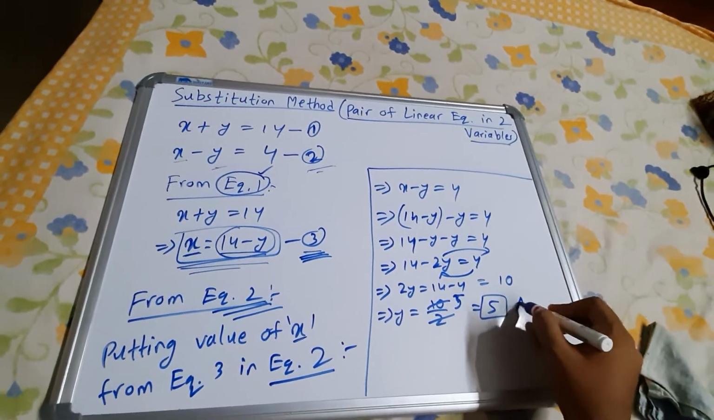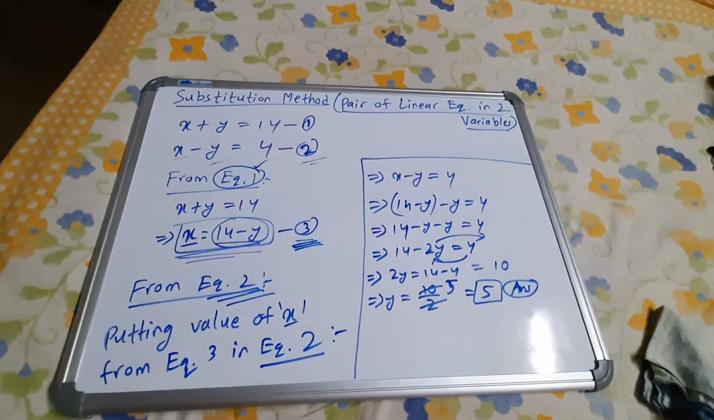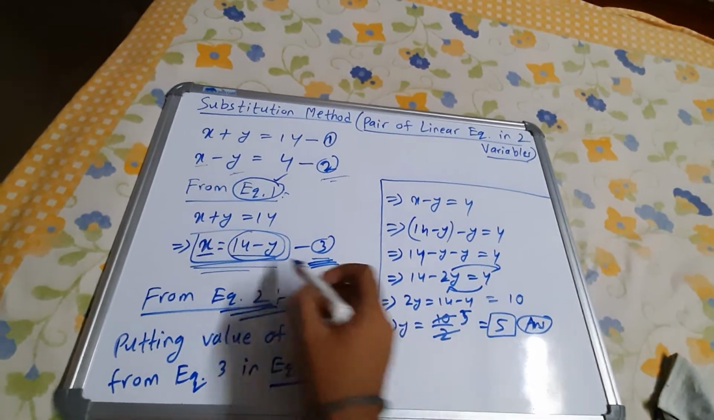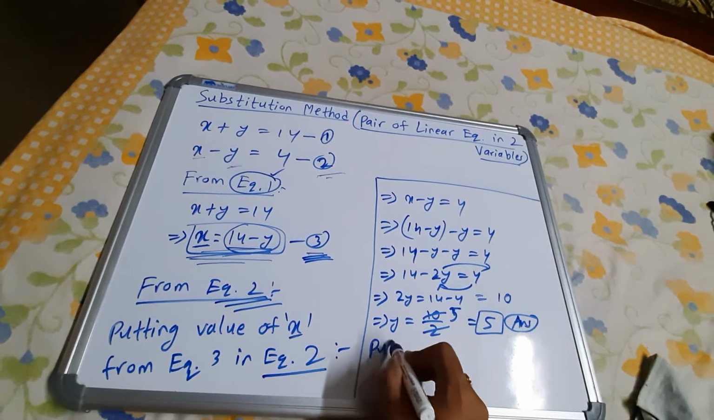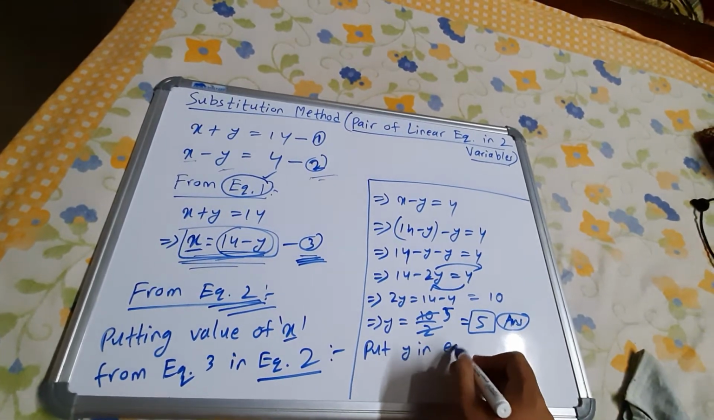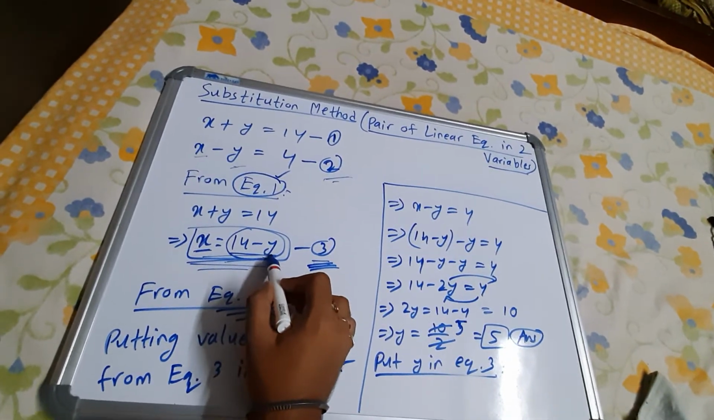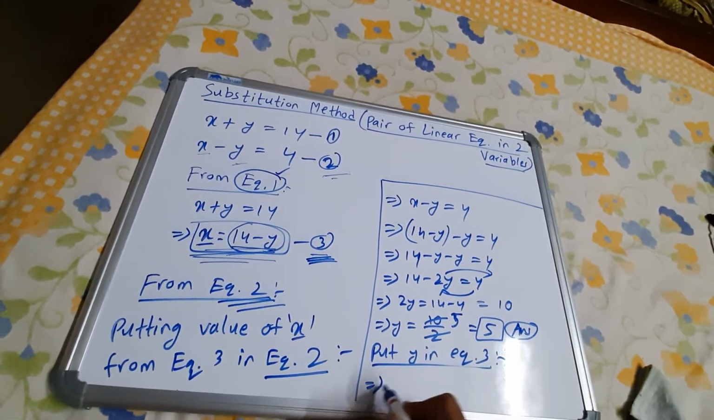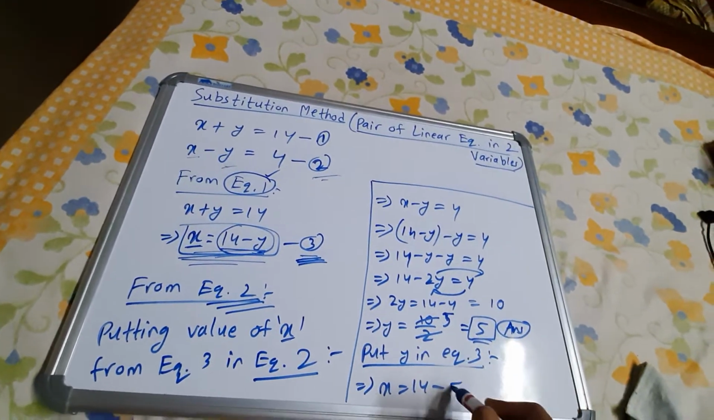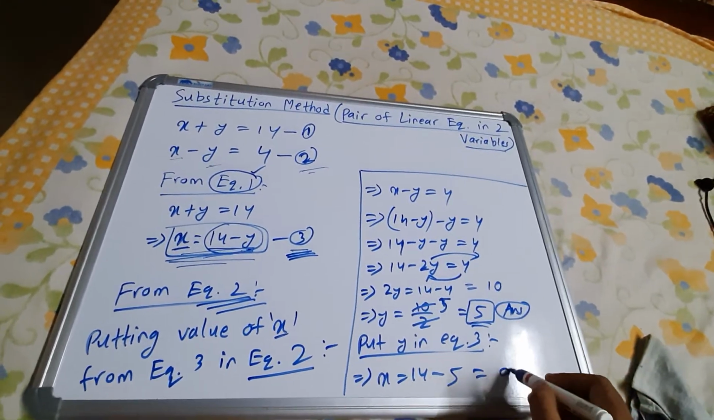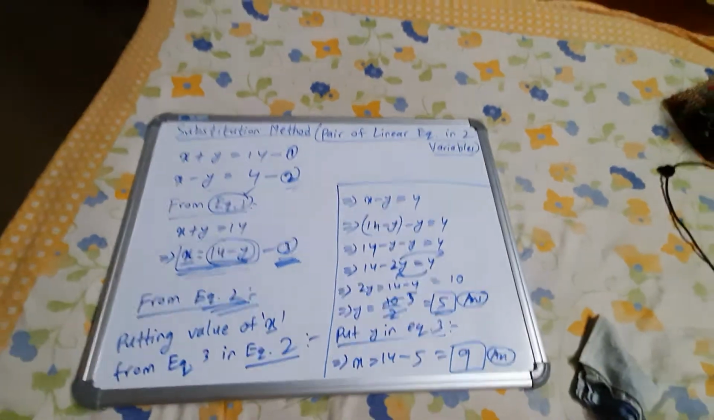One answer we got. This is the answer of y, the solution of y we got. Now put the y in this equation, in equation 3. Put the y value in this equation. See over here, you will get x. x equal to 14 minus what is y? See, y is 5. Now 14 minus 5, x you will get as 9. Okay, this is how the method of substitution works.